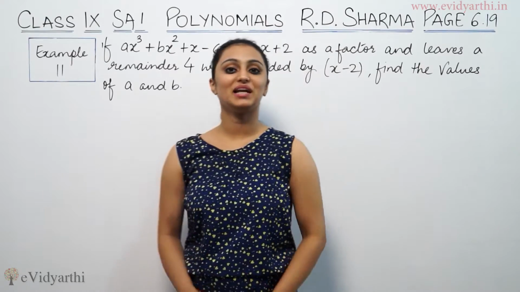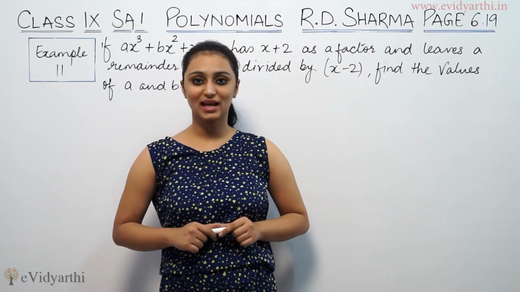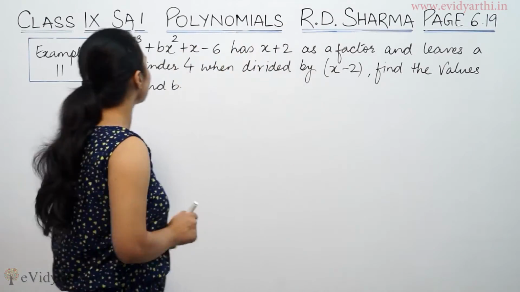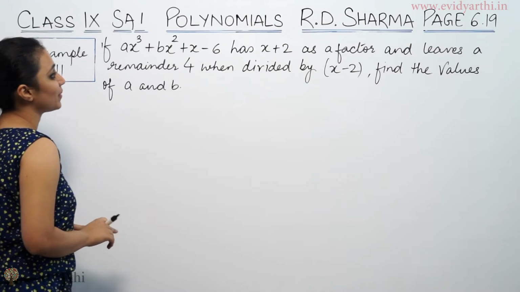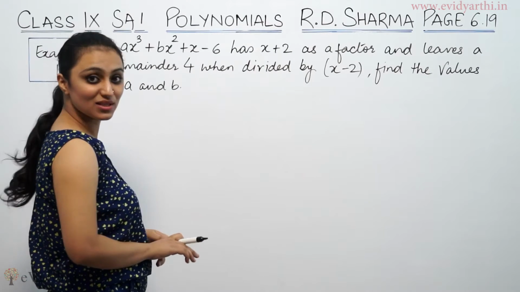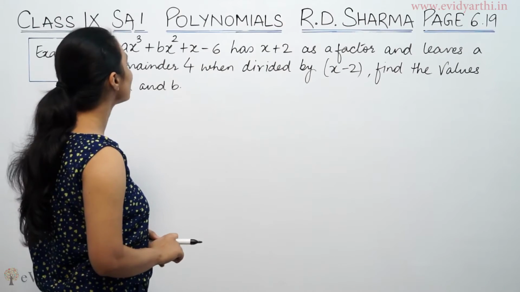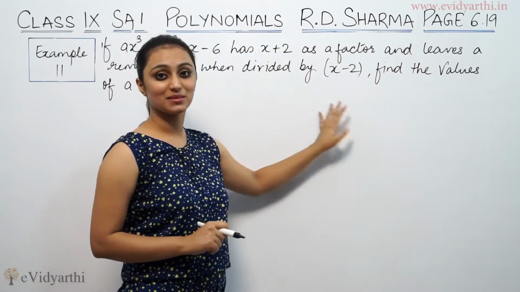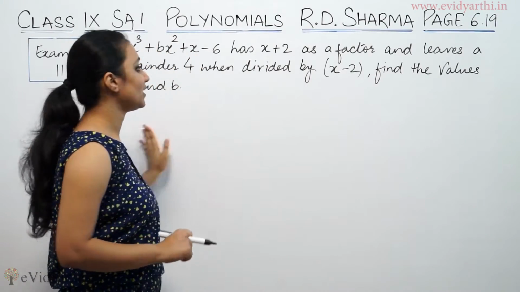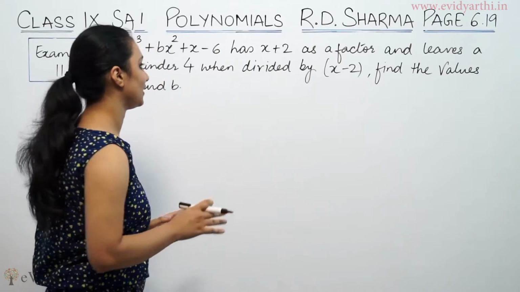This is example number 11 from page number 6.19 of R.D. Sharma. It says, if ax cubed plus bx squared plus x minus 6 has x plus 2 as a factor and leaves a remainder 4 when divided by x minus 2, find the values of a and b. तो a और b के values लगाते हैं.